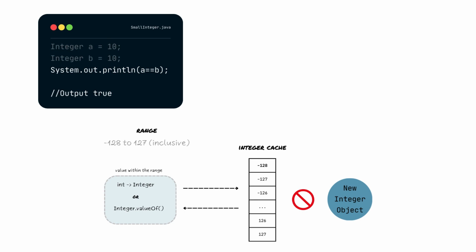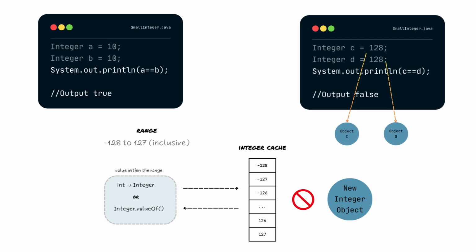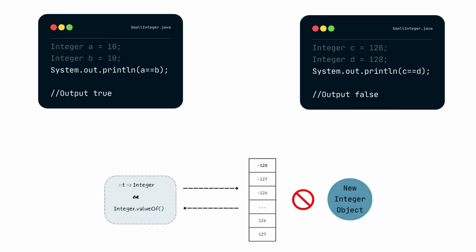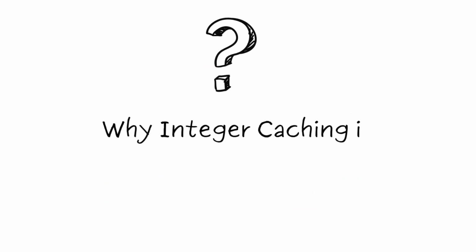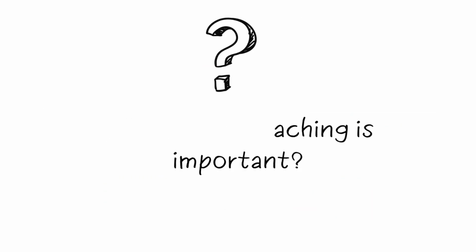Since the first example is within the -128 to 127 range, the references of A and B point to the same address, but the values in the second example exceed the -128 to 127 range. So the references of C and D point to two different addresses. That's why the results are different in both cases. Now the question comes, why does the Integer class have this cache?